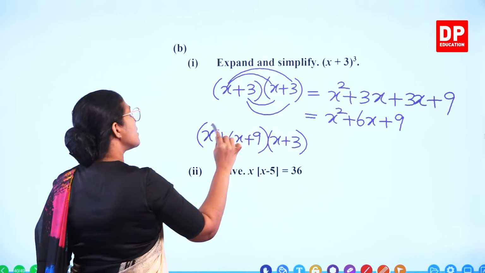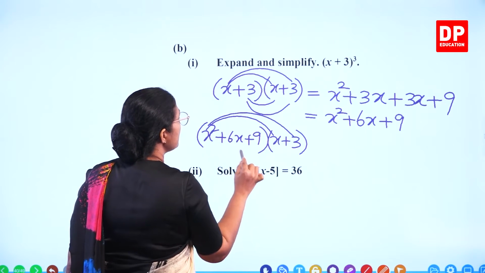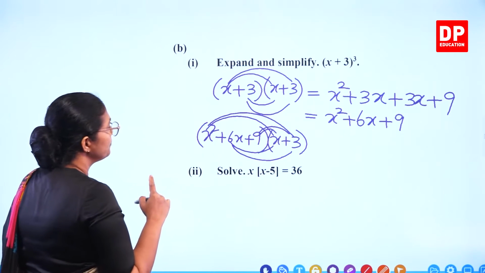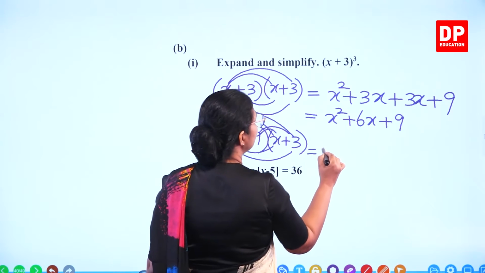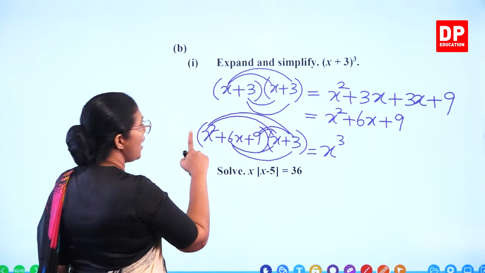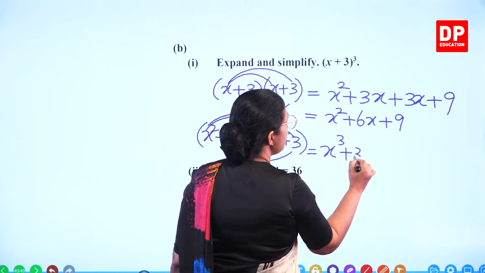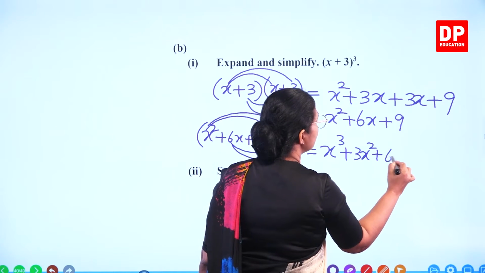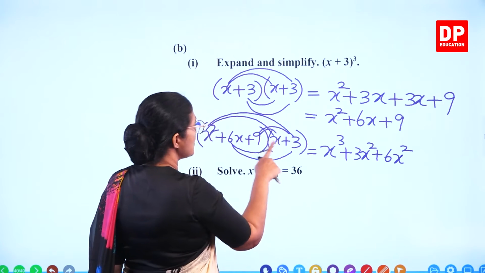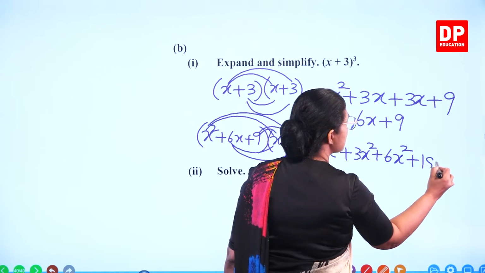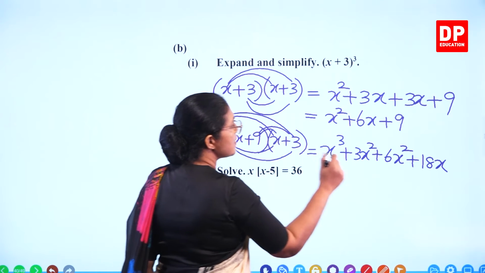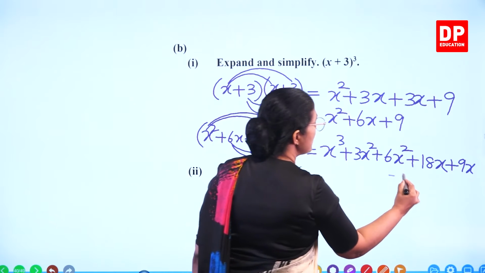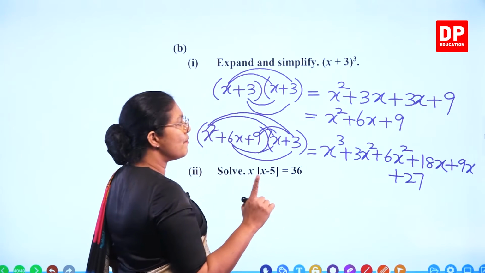Again use the multiplication. You have to multiply all these terms. x squared with x, you get x cubed. x squared with 3, 3x squared. 6x with x, 6x squared. 6x with 3, 18x. 9 with x, 9x. 9 with 3, 27. Now simplify like terms.